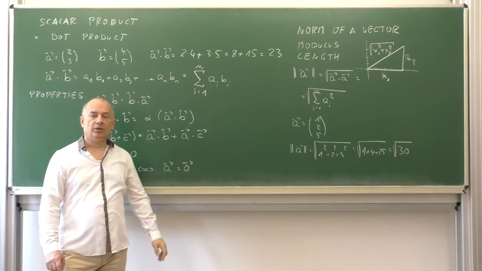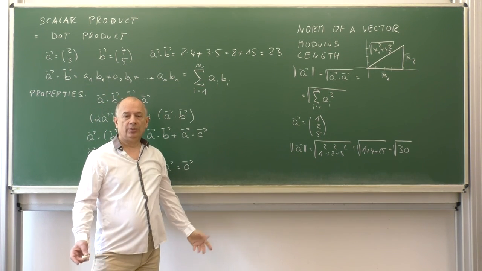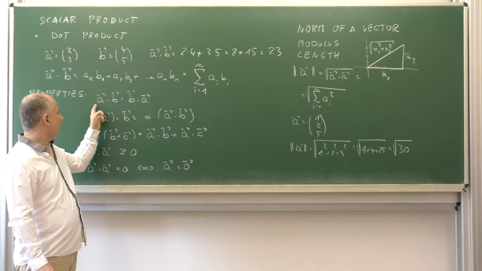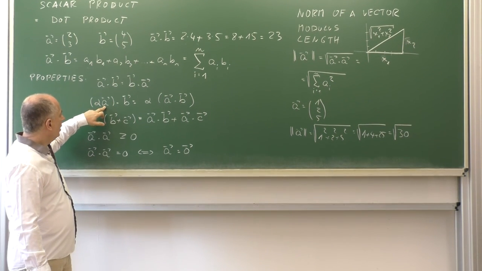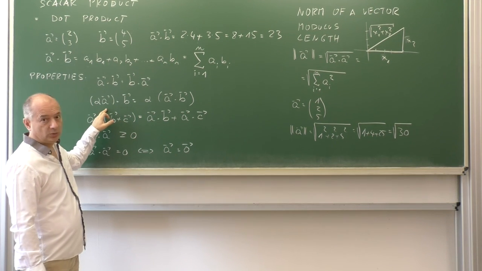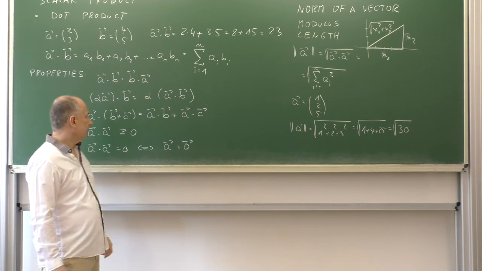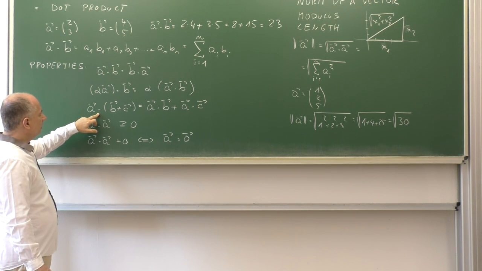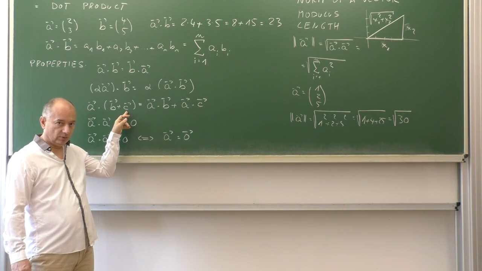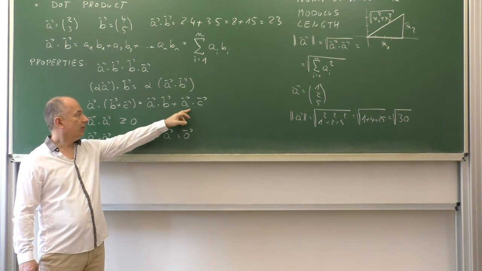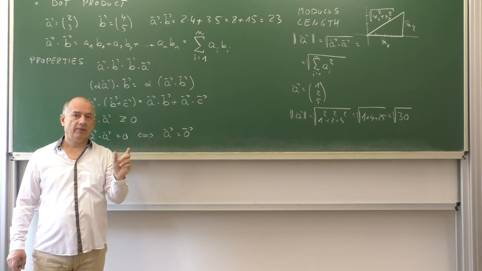What are the properties of this operation, of this scalar product? Because multiplication of real numbers is commutative, if we reverse the order, we get the same result. So also the scalar product is commutative. A dot B is B dot A for any two vectors A and B. Also, if we multiply one of the two vectors with a number, with a scalar, independent of which one, then we get the same result as if we compute the scalar product of the two vectors and multiply it by the scalar in the end. This is called distributive, because if we take a product of A and a sum of two vectors, the result is the same as if we multiply A B, A C and add. But this plus is not addition of reals. This is addition of vectors.